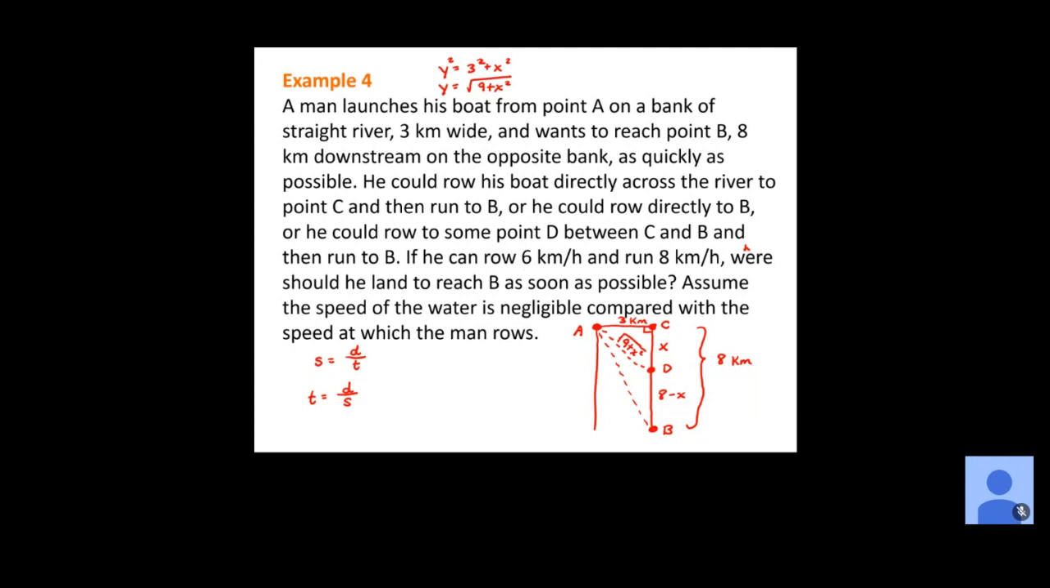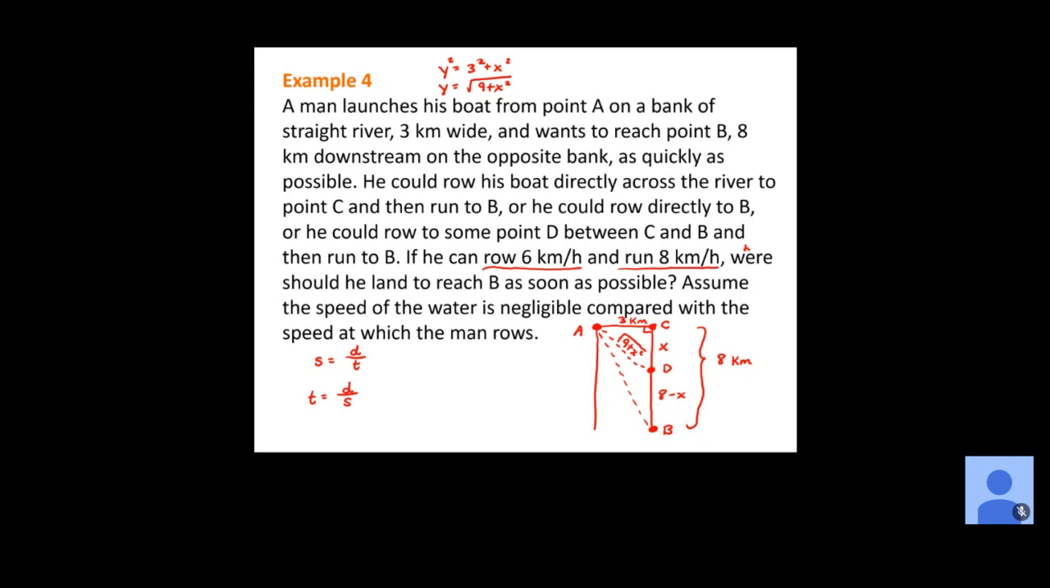Yeah, right. So we know in this case that he can row at 6 kilometers per hour. So that's going to be that distance from A to D. He can go 6 kilometers per hour. And then he can run 8 kilometers per hour. So that's what he's doing along the bank from D to B, which is going to be 8 kilometers per hour.